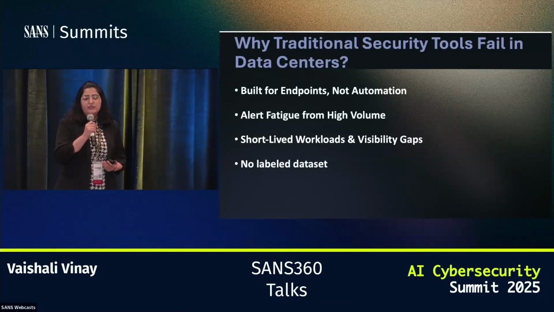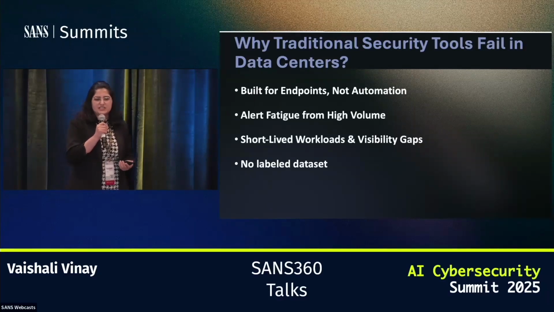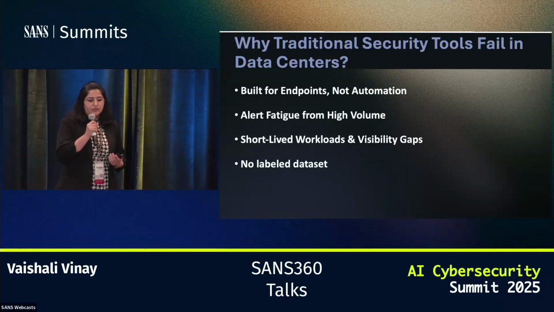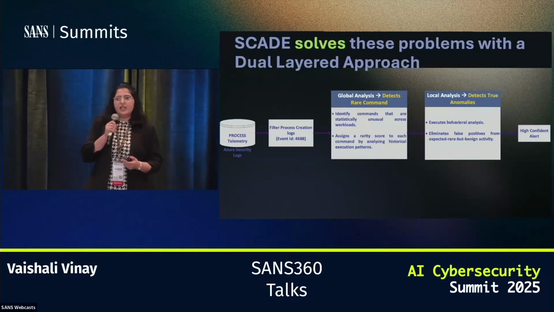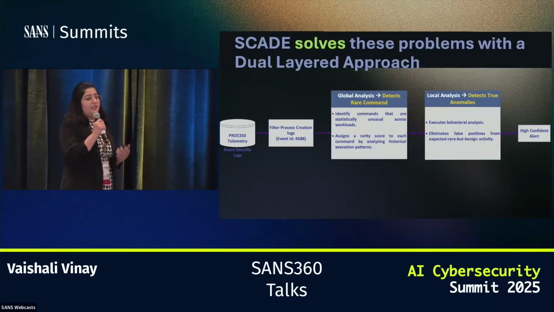In addition to this, we have short-lived workloads, and we often lack uniform visibility across the workloads in some cases. On top of that, we don't have any labeled data set, which makes things even worse. So we needed a framework that can detect anomalies in a scalable manner and in an automated environment. That's where SCADE comes in.